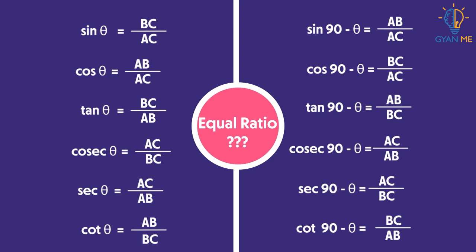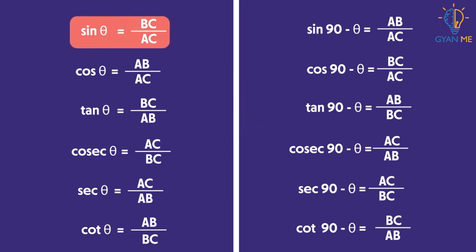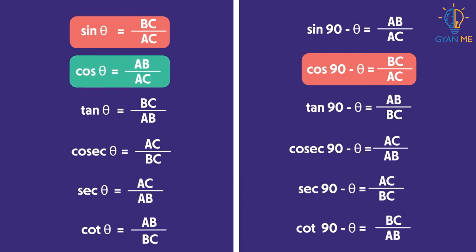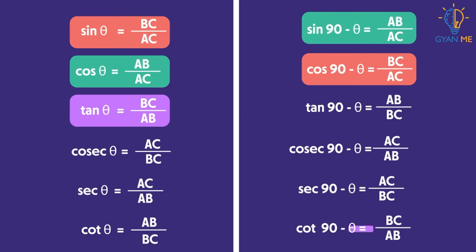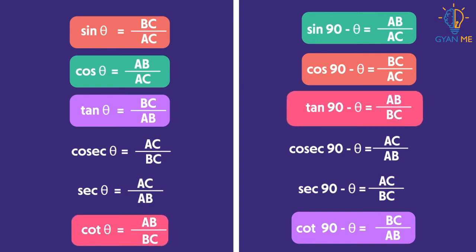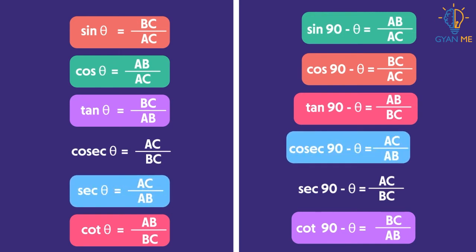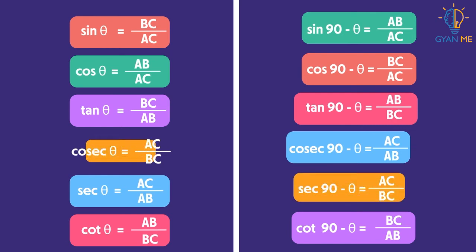Yes, there are. Look at this sine theta and cos 90 minus theta. Aren't they equal? Yes, both are BC upon AC. Similarly, we have cos theta and sine 90 minus theta as equals, being AB upon AC. And tan theta equals cot 90 minus theta, being BC upon AB. And the remaining three ratios are again paired equal, like this, which is cot theta equals tan 90 minus theta, sec theta equaling cosec 90 minus theta, cosec theta equaling sec 90 minus theta.